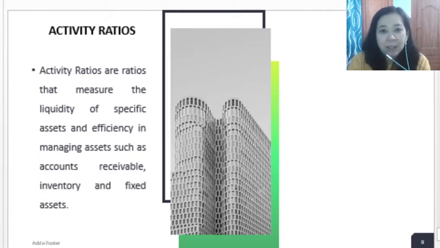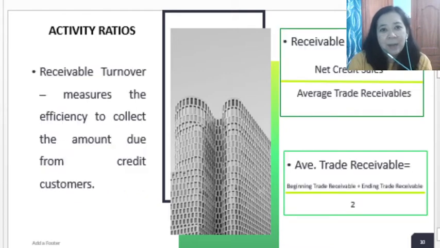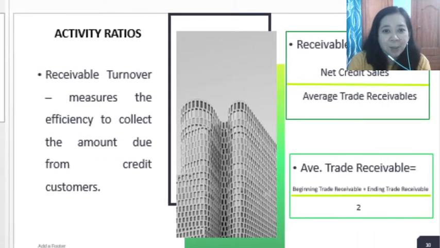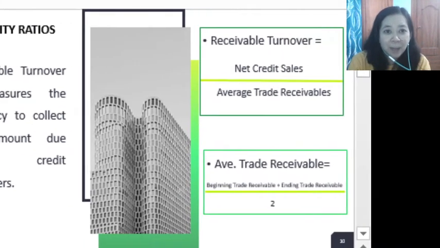If you could still remember, under the liquidity ratio, we focused more on the current assets. But in this case, we also include, in our data or the analysis, the fixed assets or the non-current assets. So for this ratio, we have the following.